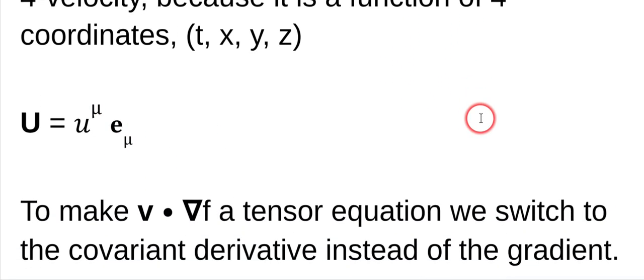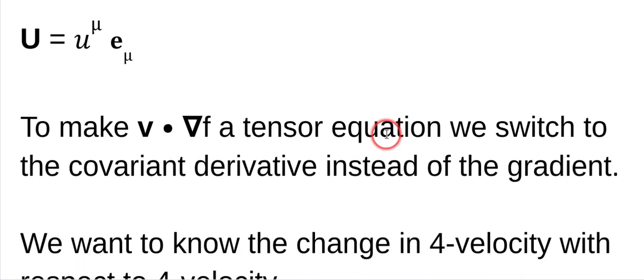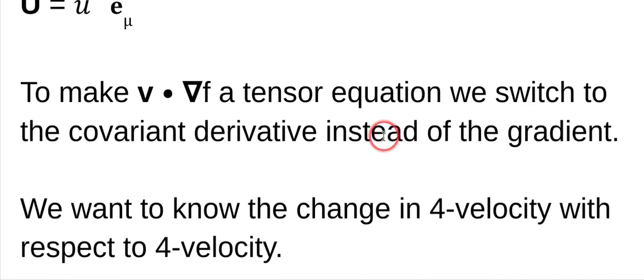Now, we want to make that equation we found up there a tensor equation. One way to do that is just change this del operator to a covariant derivative. Now, warning: this works most of the time to change a variant equation to an invariant equation, just changing the del to a covariant derivative, but it doesn't always work. I found that out the hard way.